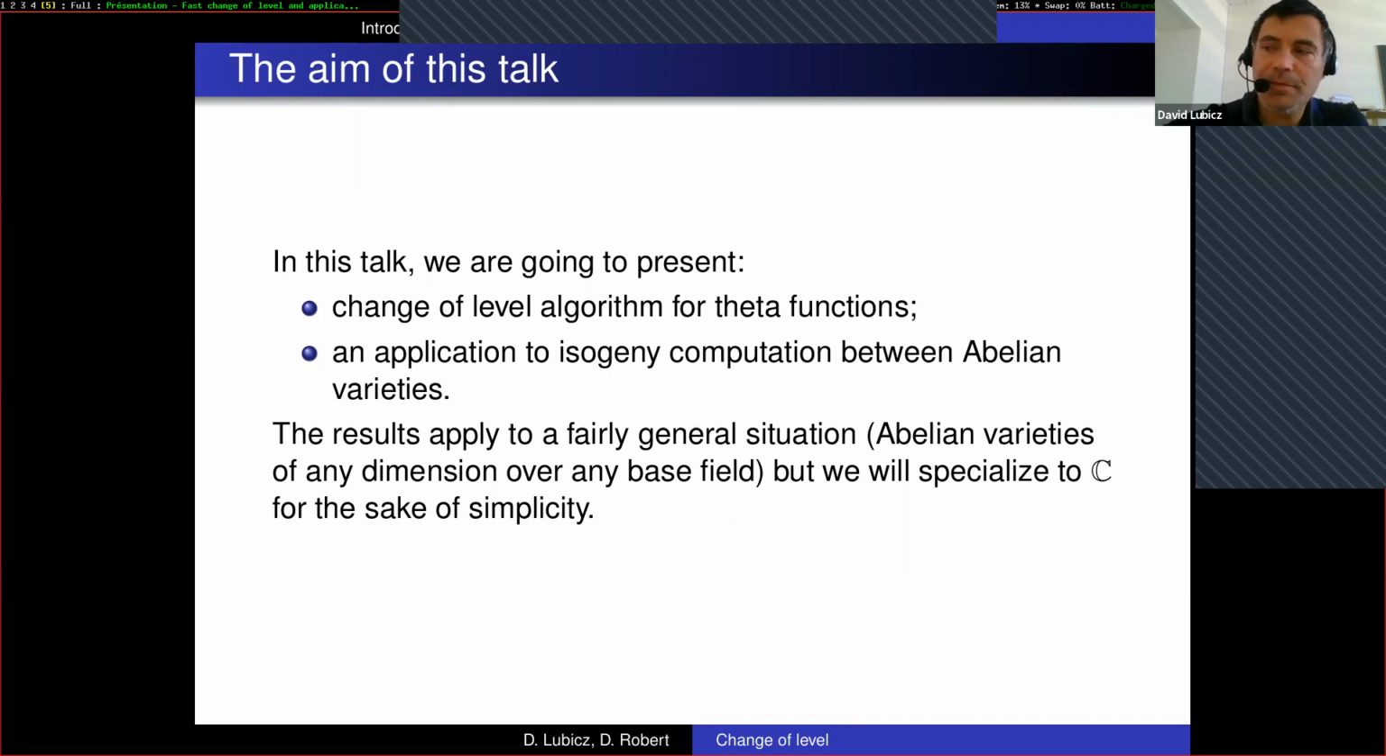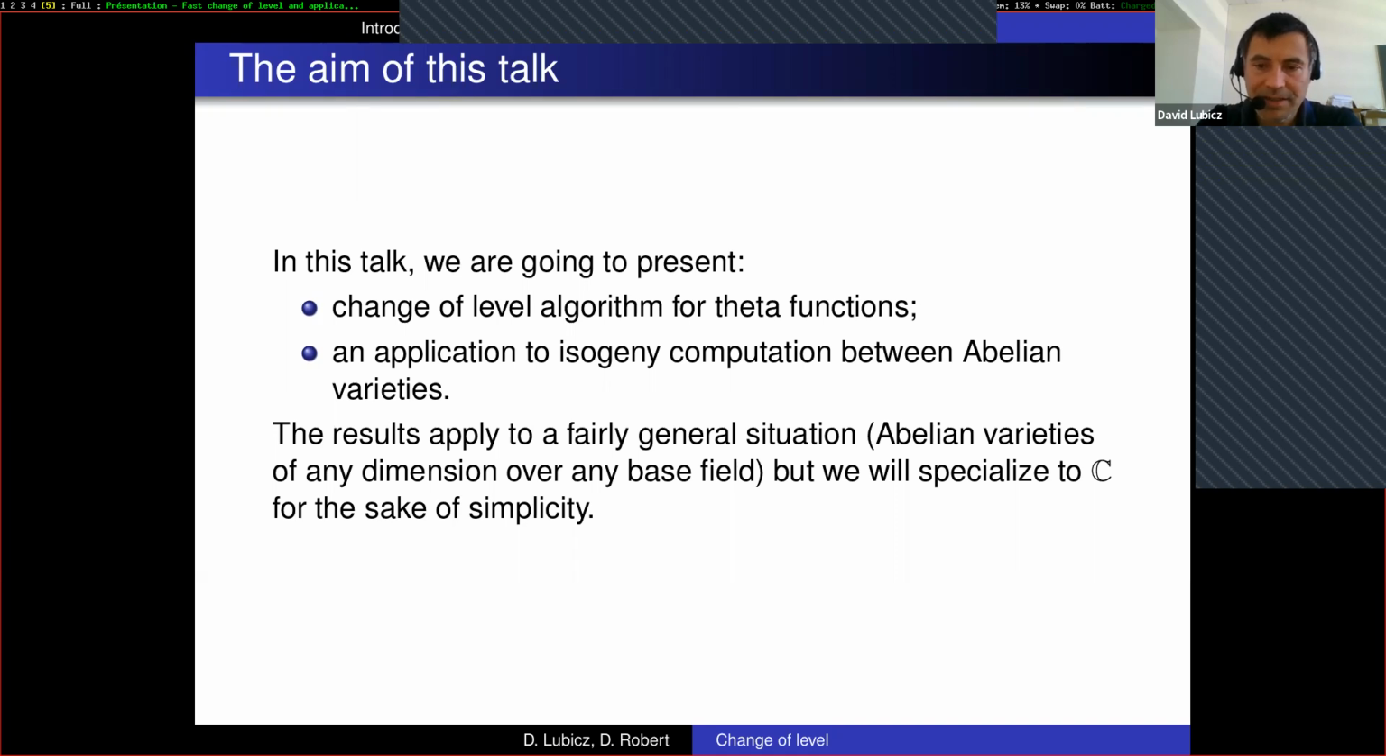I think most of you must have some acquaintance with the general problem of isogeny computation between Abelian varieties, but the problem of change of level algorithm might be less well known. Nonetheless, this is a problem that we came upon with Damien while working on improving isogeny computation algorithms, and we find it interesting for its own sake, and we think it has other applications beyond just computation between Abelian varieties. So the results that I'm going to present in this talk apply to a fairly general situation.